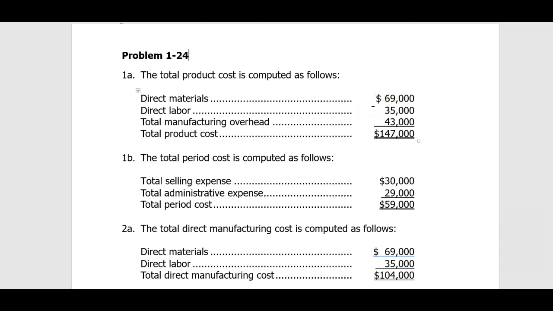Part 1B, it says what is the total period cost? So the period costs are the costs incurred by the company that are not the product cost, not the manufacturing cost. So again, in your textbook, they show us that we have total selling expenses of $30,000 and total administrative expenses of $29,000, and that adds up to total period cost of $59,000.